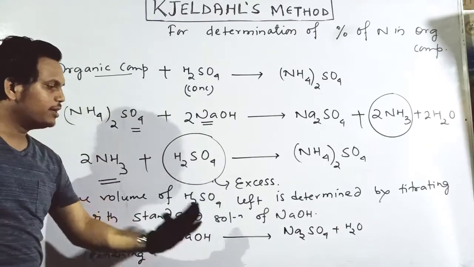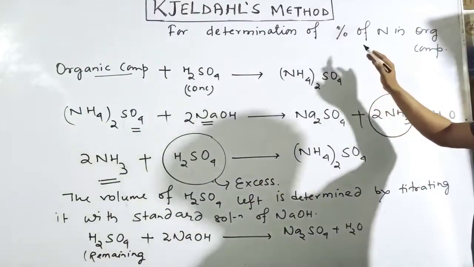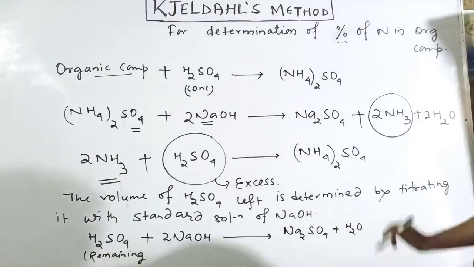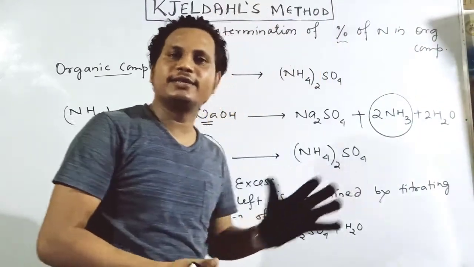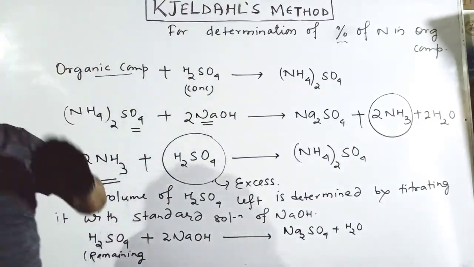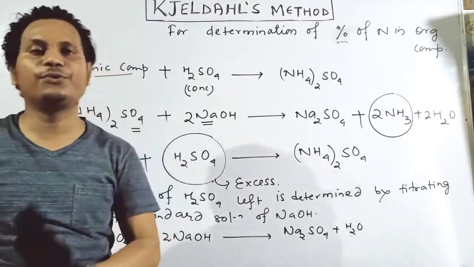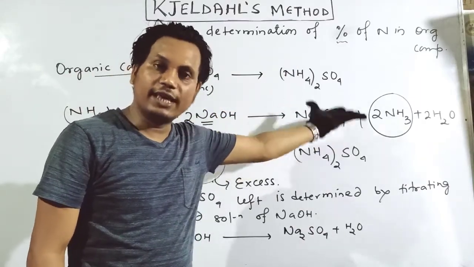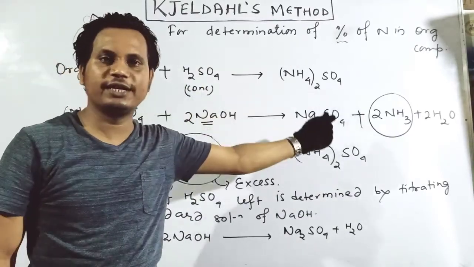So these are the reactions taking place in the Kjeldahl method for the estimation of the percentage of nitrogen in a given organic compound. You have already seen the diagram at the starting part. The organic compound containing nitrogen is first treated with concentrated sulfuric acid, then it is converted to ammonium sulfate. Then ammonium sulfate is treated with alkali, and it is converted to ammonia.